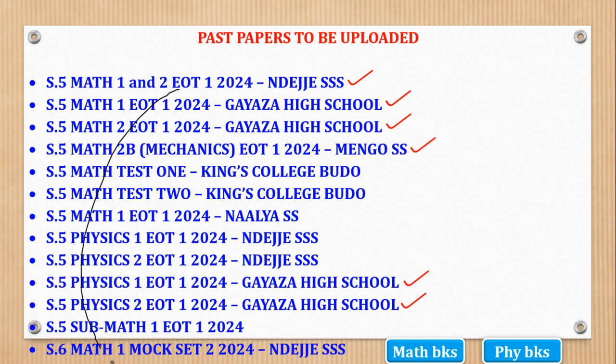So these are the papers we hope to upload in this solid. What is ticked is what is there on the platform, and today we are going to look at this paper. For Mengo SS, there are two papers of applied mathematics, one having only mechanics and the other one with the rest of the parts, statistics and probability. Today we shall look at the one for mechanics.